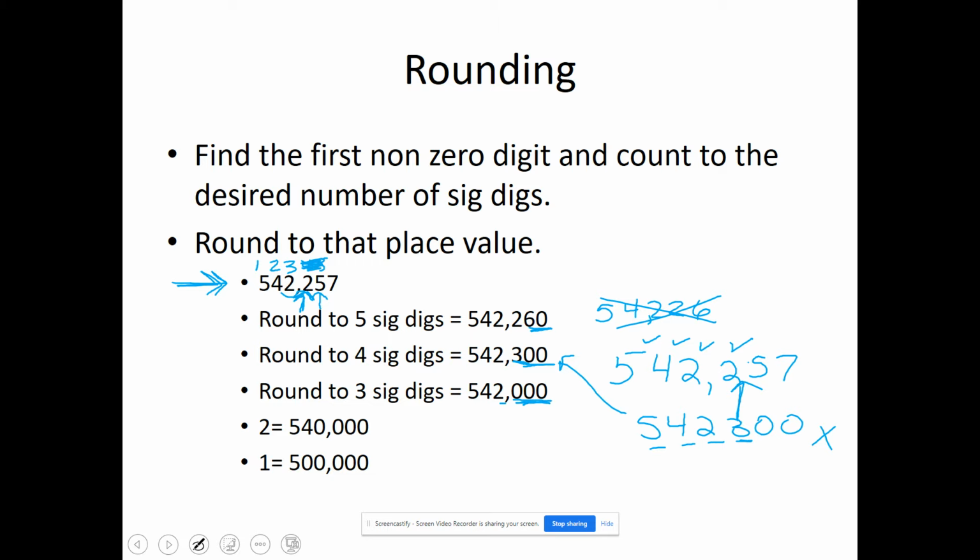So we'll look at 2. 5, 4, 2, 2, 5, 7. So that's our original number. Count over 2 sig digs. 1, 2. We need to round to that place value. The number next to it is a 2, so we're not going to round it up. So since we don't round up, it stays 54, and these all become zeros that are not significant. So we get 540,000.